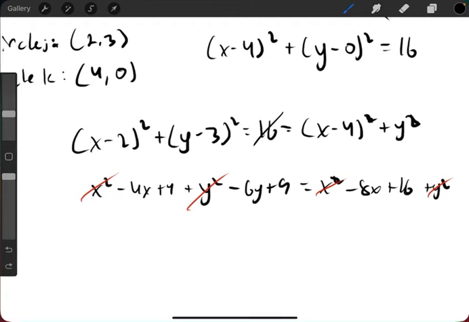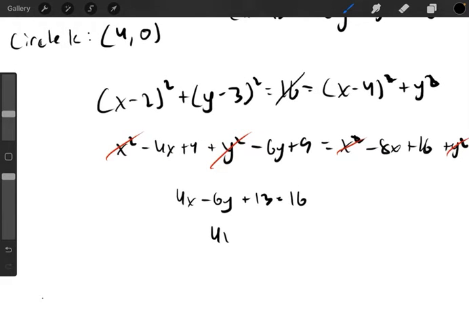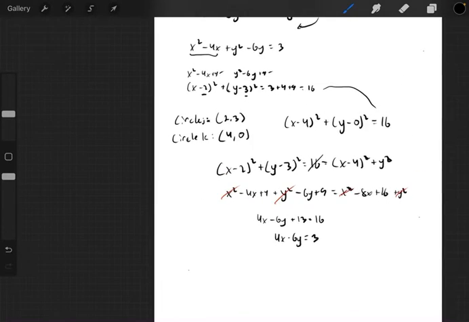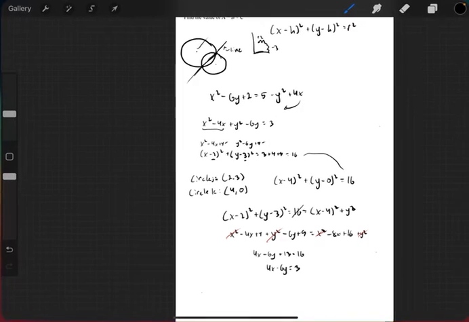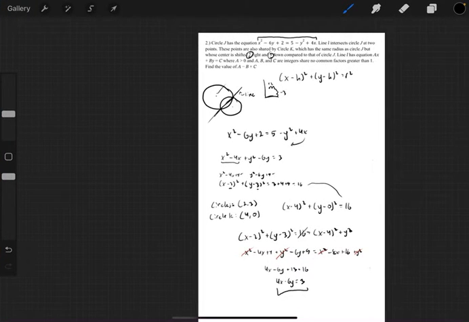Add 8x to both sides, and you get 4x minus 6y. On this side, we had 4 plus 9, which is 13, equals 16 on the other side. Subtract 13 from both sides, and you get 3. By the way, this is standard form for a line, and that line maps out the possible x and y values. Yeah, that goes through the 2 points.